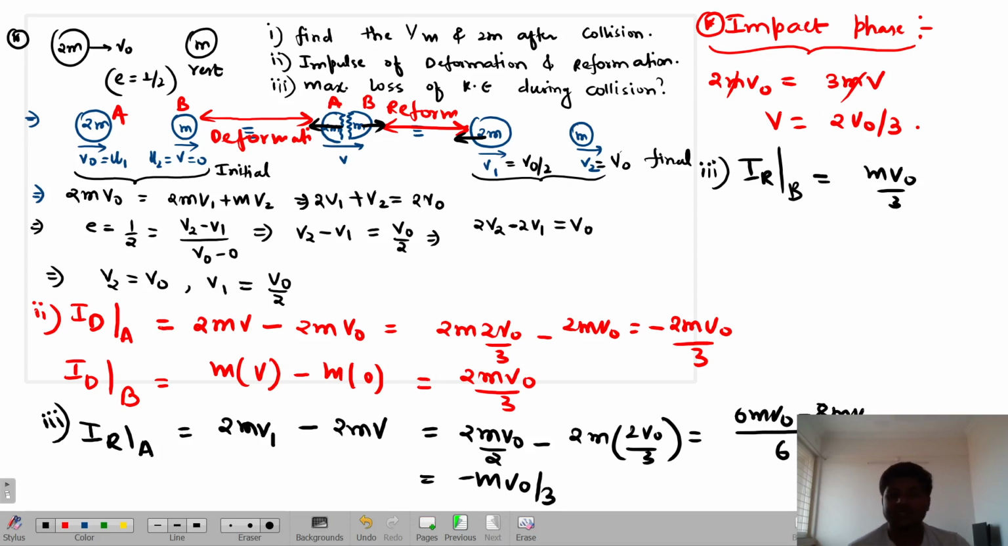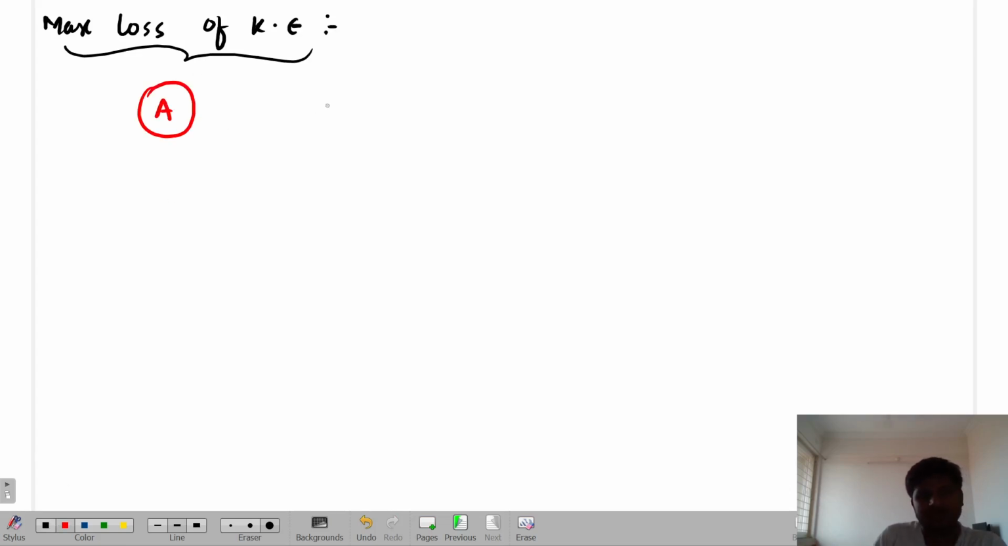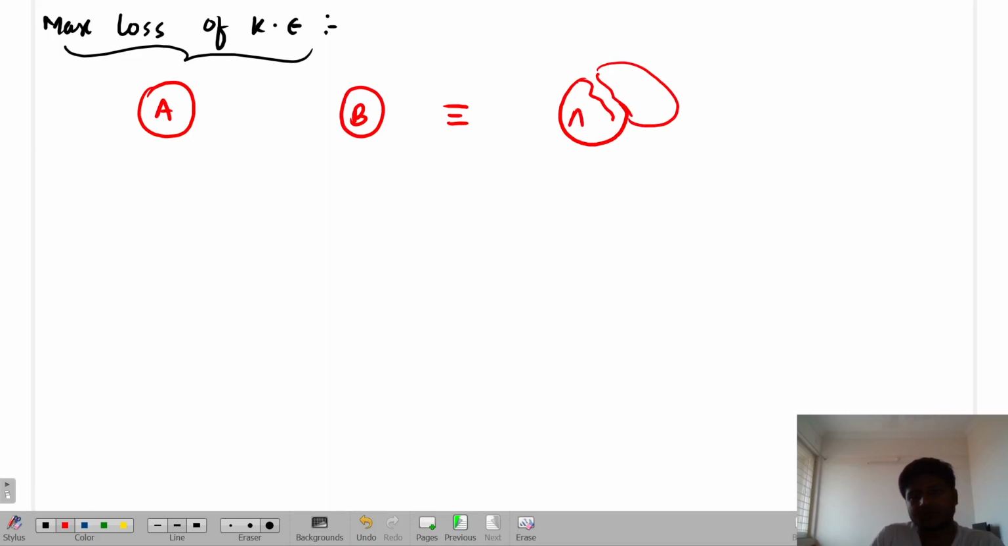The main question still lies: find the maximum loss of kinetic energy during collision. Now, the question arises, where is my maximum loss? First, you need to identify that. See, to find the maximum loss of kinetic energy, whenever this kind of question comes, when there is a maximum or minimum in terms of collision, then you always have to think, let's suppose this is block A, this is block B, and they are colliding. There is a deformation. And then they got separated.